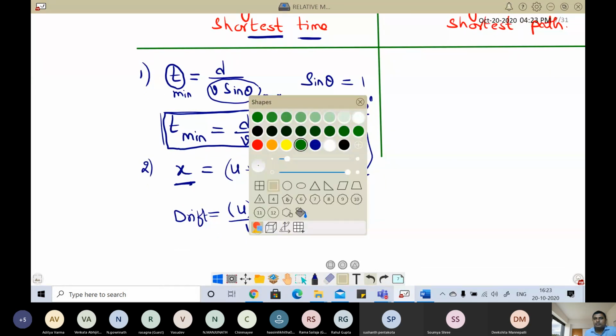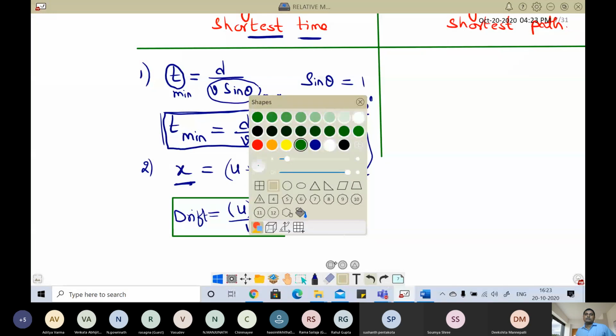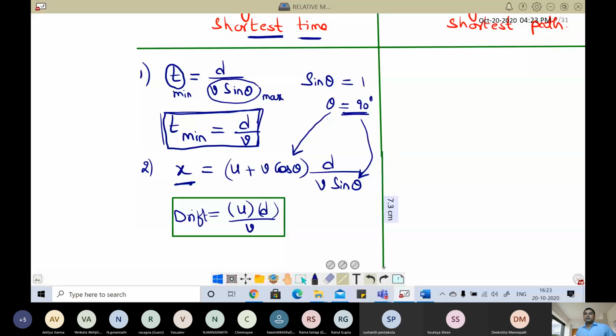So this is a very important formula, drift in the shortest time case. In the shortest time case we have two things. Number one is shortest time, and number two is drift. Shortest time is d by v and drift is u into d by v. D by v just now we got 10 seconds. Suppose u is 5, 10 into 5, 50 meters.